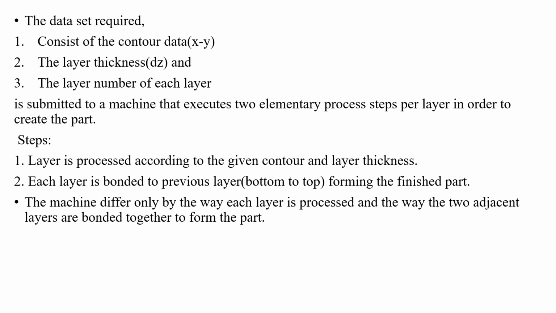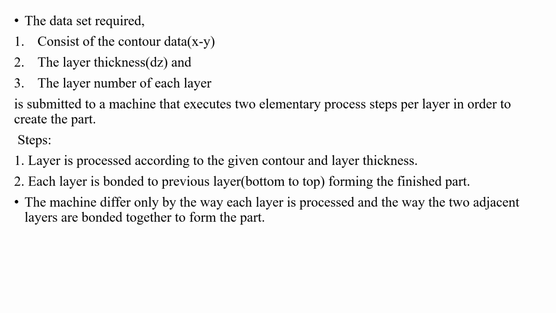As we have seen in the fourth step, that is machine setup, it requires different types of setting parameters. So what are these parameters? That is XY axis, that is the contour data, and the second one is the layer thickness, that is Z axis. Each layer that is sliced has been given a number. After that, it is submitted to a machine for building an object. So the basic step is, the first layer is processed according to the given contour and layer thickness.